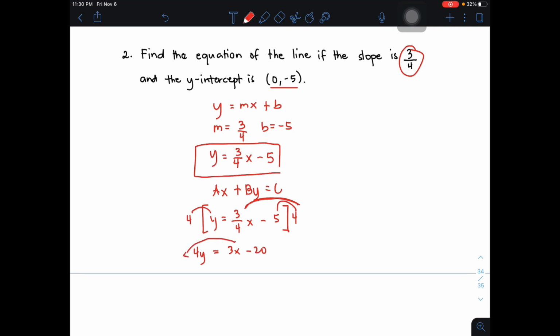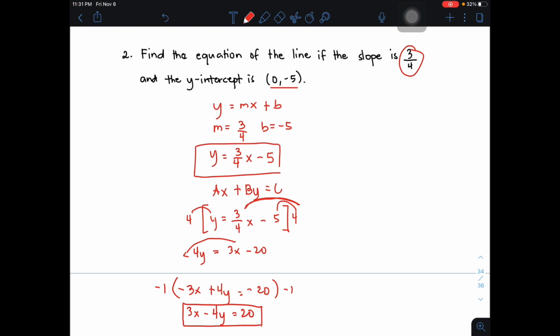So lipat natin si 3x sa kabila. So you have negative 3x plus 4y is equal to negative 20. And then, ayan na naman yung problem natin. As you can see, your first term is negative. So multiply by negative 1. So you will have 3x minus 4y is equal to 20. This is the standard form of the equation in the second problem.